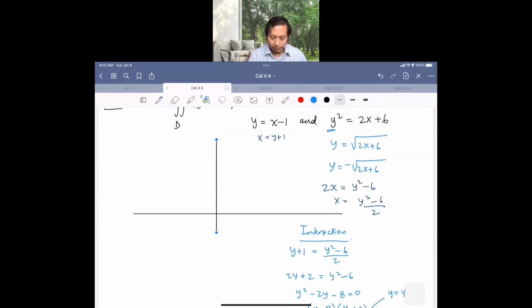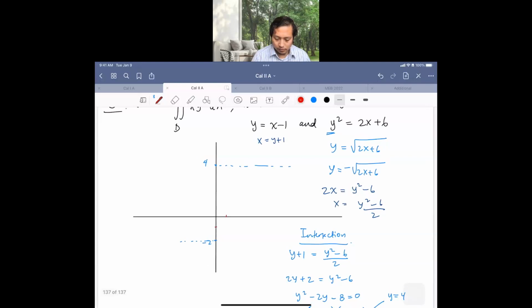So we'll take this a little bit longer here and write this is -2, this is 4. Okay, so this should be around here. And this is 1, 1. This is the x equals y plus 1.